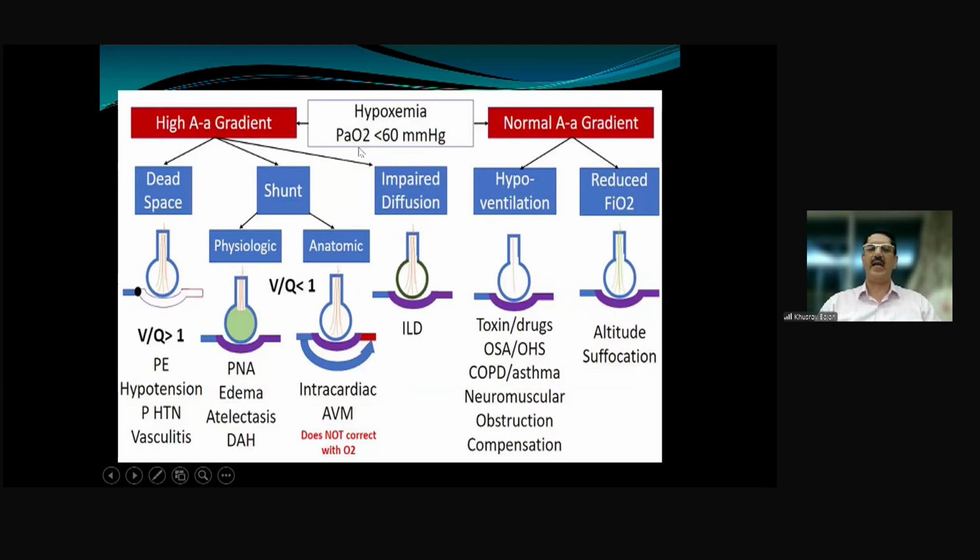We need to put all that I discussed together. If the gradient is normal, then it is hypoventilation or reduced FiO2, as in high altitude. But if it is a high gradient, then it is dead space or shunt. In shunt, it could be physiological or anatomical. And in the anatomical shunt, even giving oxygen will not correct the deficit. So there are various reasons, of which only 3, anatomical shunt, physiological shunt, and dead space, would lead to a high alveolar-arterial oxygen gradient.